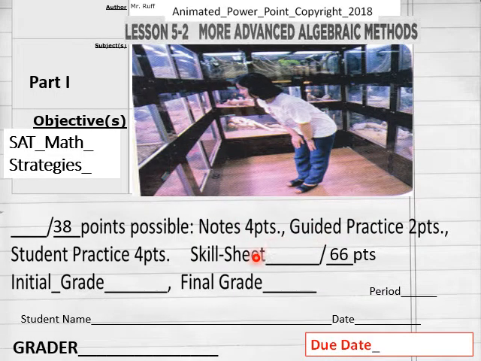We've got 66 points on the skill sheet, the tune-up sheet that follows this lesson. And there's 38 points of note-taking that you need to take. Contact me if you need a note-taking guide, or just take your own notes off the PowerPoint or the video.